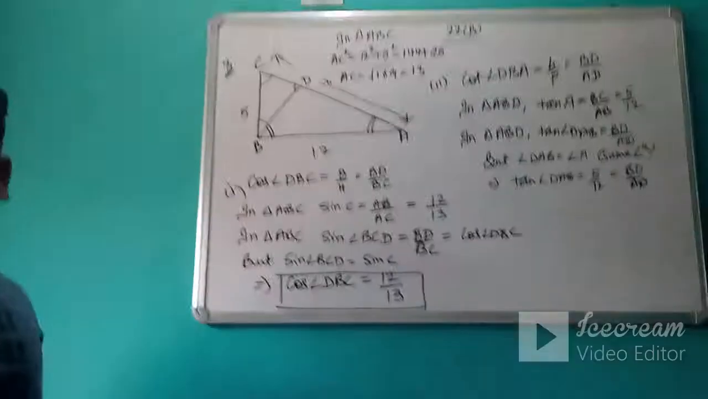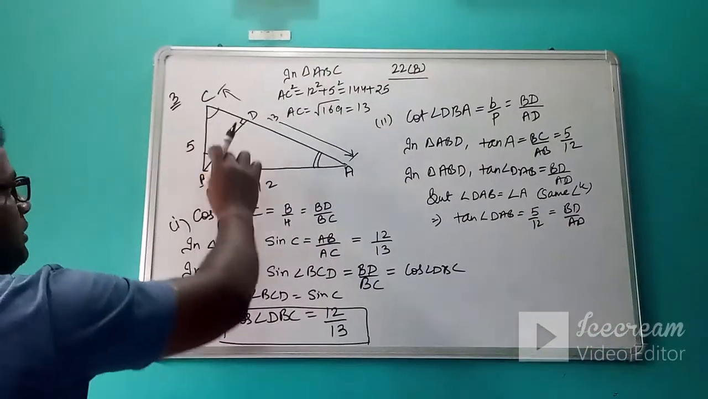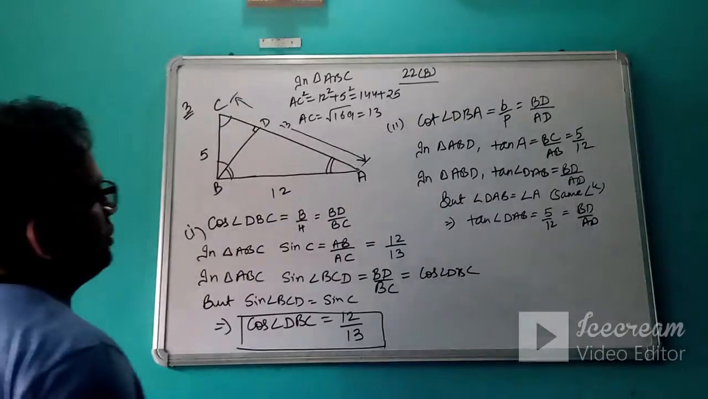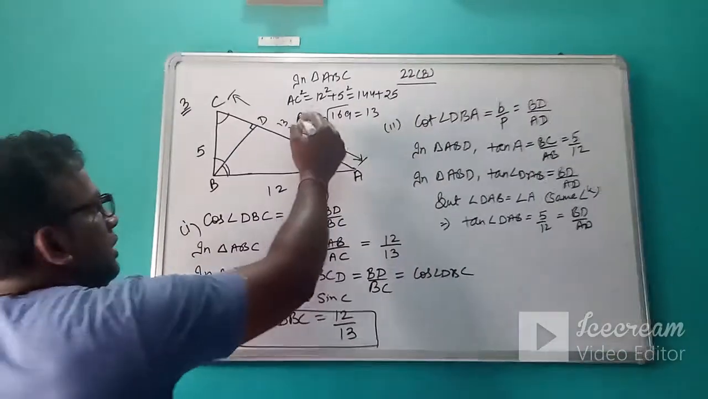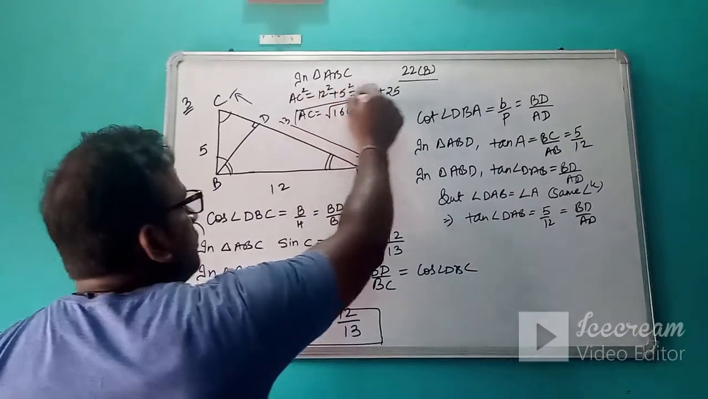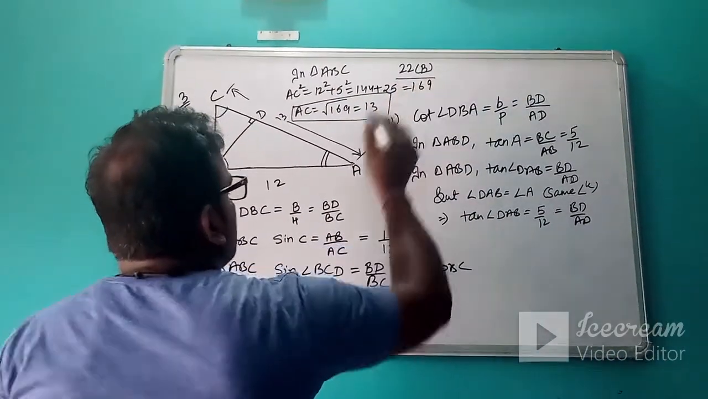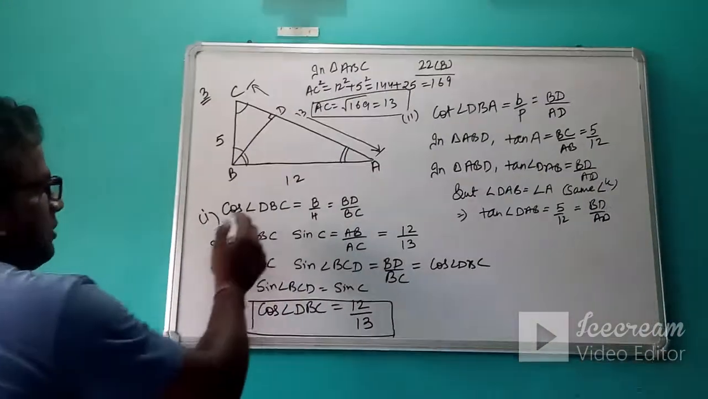So in this question, in triangle ABC, the value of BC is given and the value of AB was given. So the first thing that we do in almost all the questions is find the side which is not given to us, that is AC, again by using the Pythagoras theorem. So AC is 13.